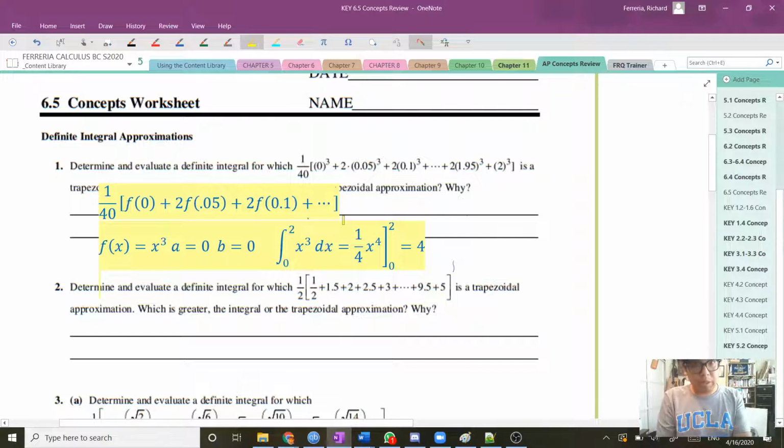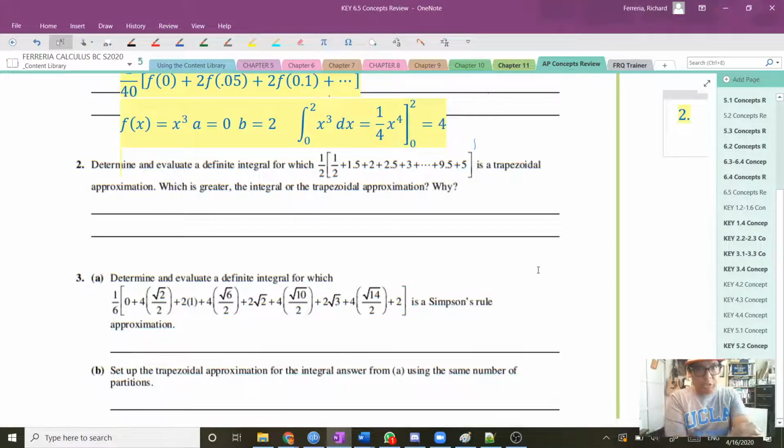Now the other part of that question is which one is bigger? And when I look at that, the x cubed function is concave up. If you draw yourself a concave up function, I'll go ahead and do one roughly over here, and then you put a trapezoid on it, you're going to see that your trapezoid is going to over-approximate your concave up function. So the trapezoidal sum would be an over-approximation of what that integral would be. We would expect that trapezoidal sum to be greater than 4, basically.